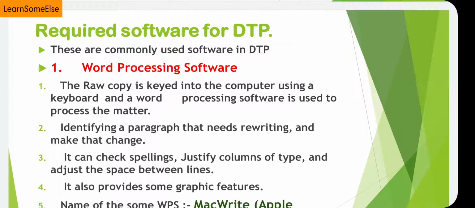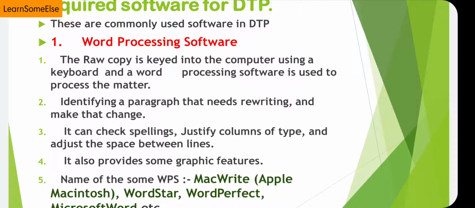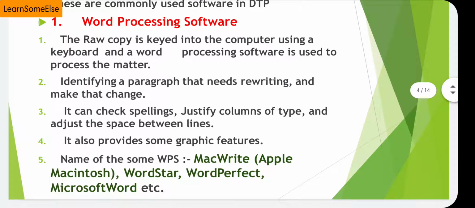Here is required software for DTP. First one is word processing software. The raw copy is keyed into the computer using a keyboard, and the word processing software is used to process the matter, identifying a paragraph that needs rewriting and make that change. It can check spelling, justify columns of type, and adjust the space between lines. It also provides some graphic features. Here is the name of some word processing software: MacWrite, Apple Macintosh, WordStar, WordPerfect, Microsoft Word, etc.